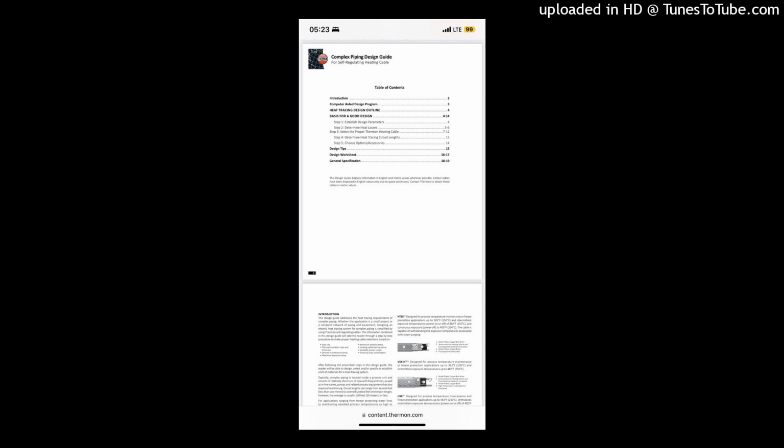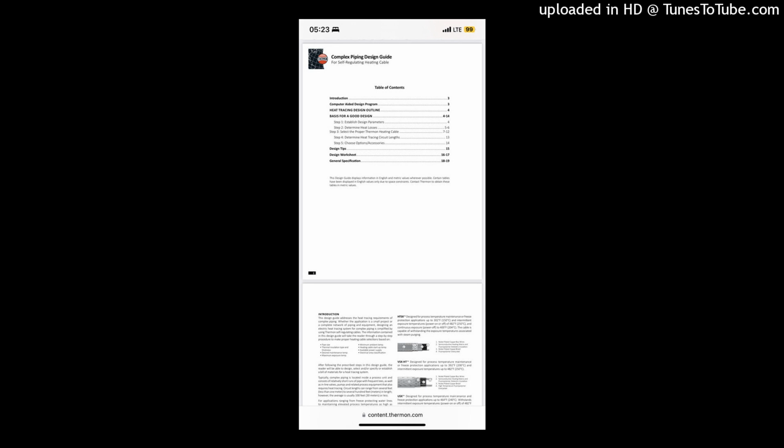4. Fluoropolymer over jacket. VSX HD, designed for process temperature maintenance or freeze protection applications up to 392 Fahrenheit, 200 Celsius, and intermittent exposure temperatures up to 482 Fahrenheit, 250 Celsius. 1. Nickel-plated copper bus wires. 2. Semiconductive heating matrix and fluoropolymer dielectric insulation. 3. Nickel-plated copper braid.